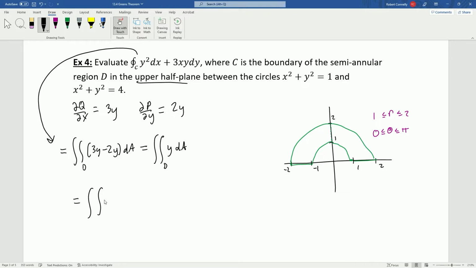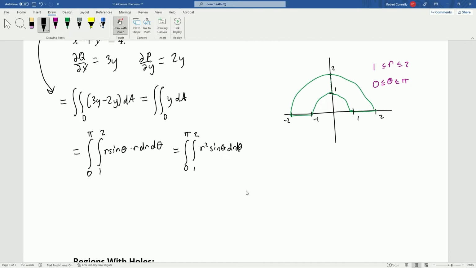So we replace y with r times sine of theta, and dA with r dr d theta. And so r will be from 1 to 2, and theta will be from 0 to pi. So this is the integral from 0 to pi of the integral from 1 to 2 of r squared sine of theta dr d theta. Okay, so that's r cubed over 3 sine of theta evaluated from 1 to 2 d theta.